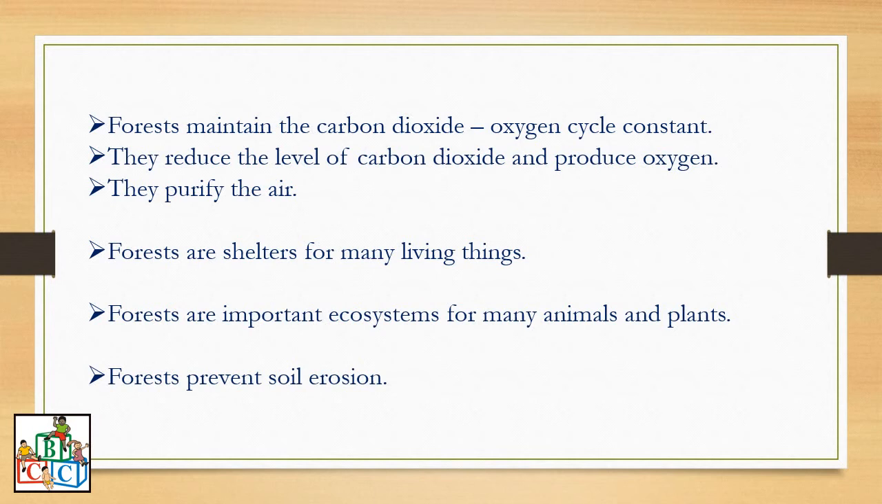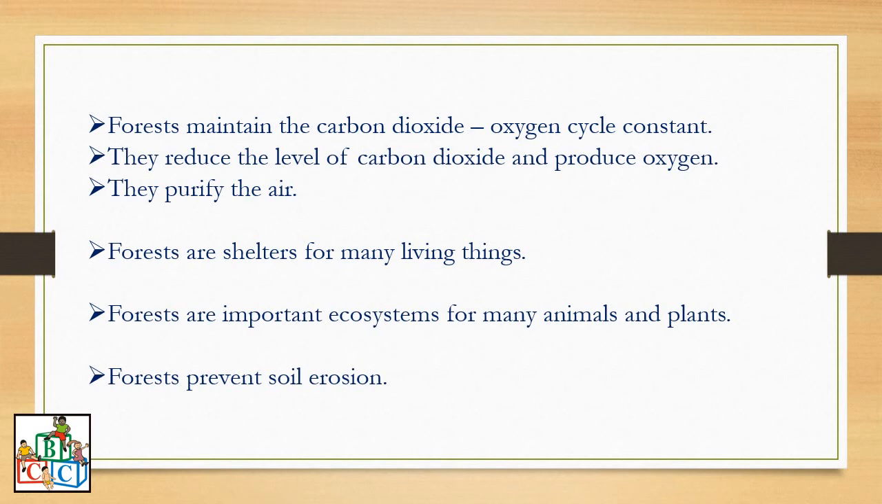In forests you may have wild animals, endemic animals, and plants. So these forests are shelters for the living things. Forests are important ecosystems for many animals and plants. This is what we just discussed. And forests also prevent soil erosion. When you have very heavy rainfall, the ground is going to absorb the water, which prevents soil erosion and also in some way prevents flash floods. So these were very brief notes on the importance of forests.